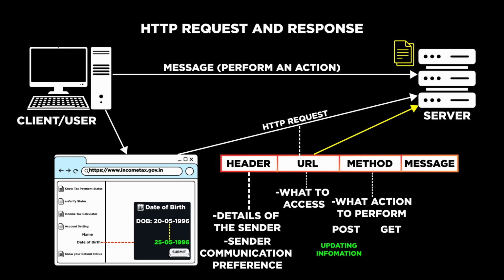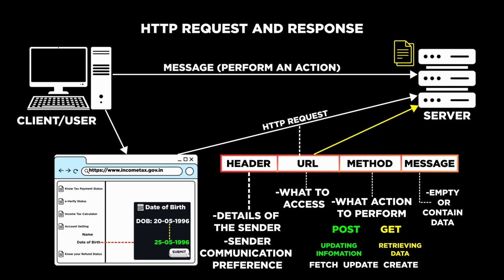Since we are updating information on the server, we use the post method. If we simply want to retrieve data, like accessing my YouTube channel, we use the get method. The method helps the server understand whether the client wants to fetch, update, or create data. The message body can be empty or contain data. In this case, since we are requesting an update to the date of birth, we need to send the new date of birth in the message body.